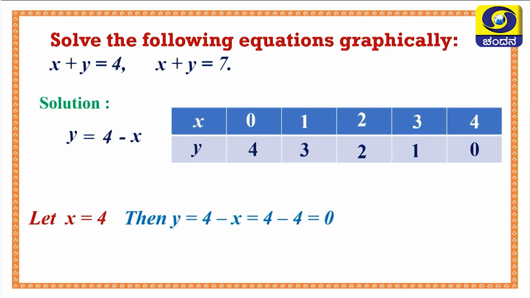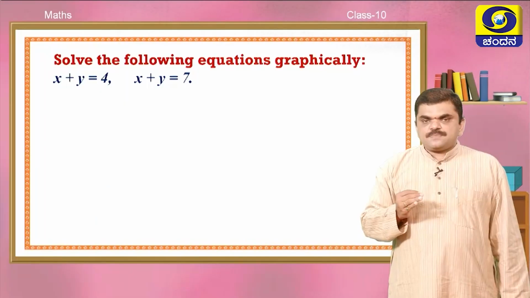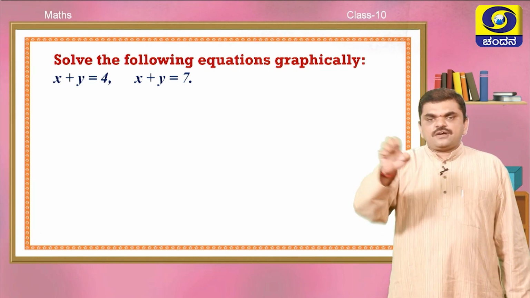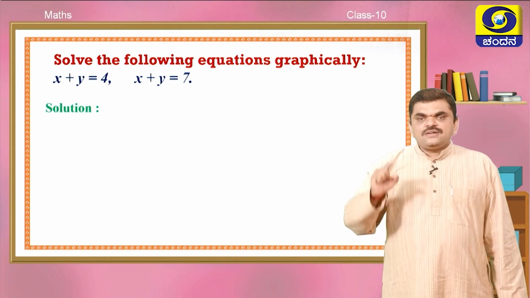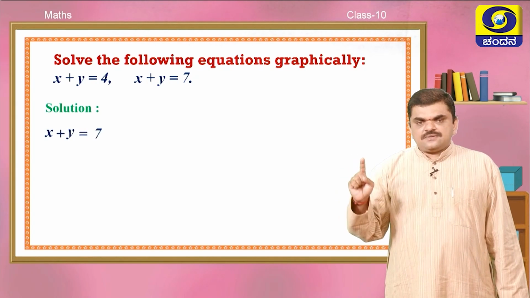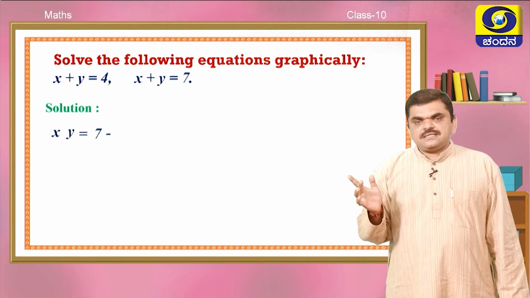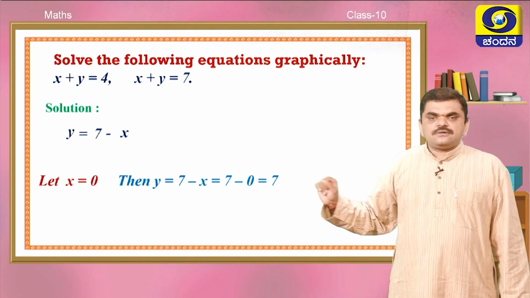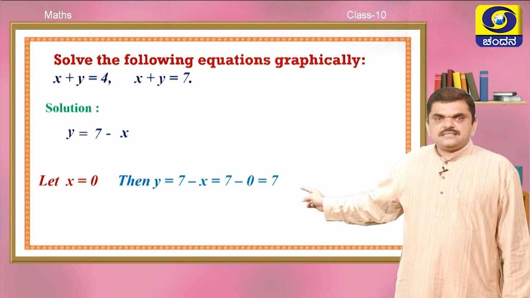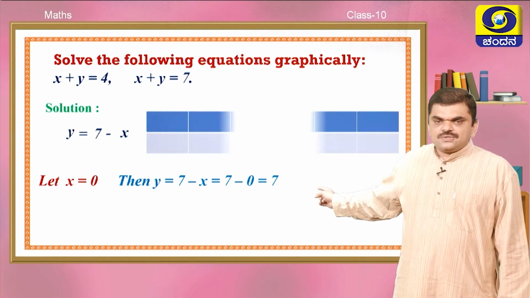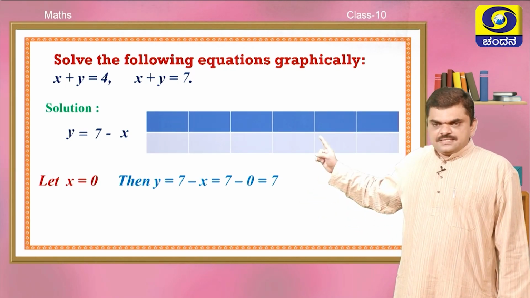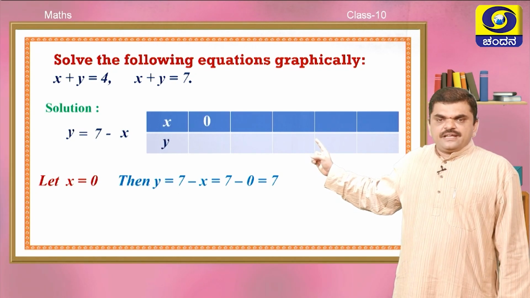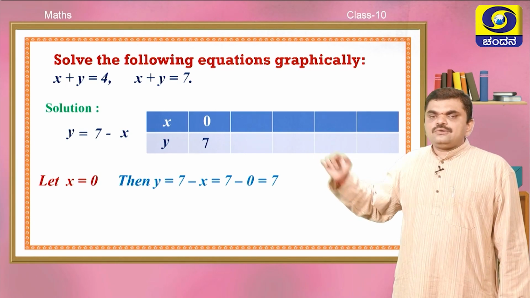Then take the second equation, children: x plus y is equal to 7. Represent the equation in the form of y, that is y is equal to 7 minus x. So when x is equal to 0, y is equal to 7 minus x, that is 7 minus 0, which is also equal to 7. Write this in the table, children, x coordinate and y coordinate.